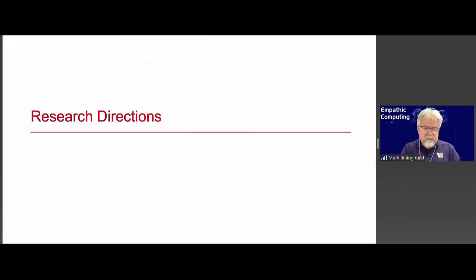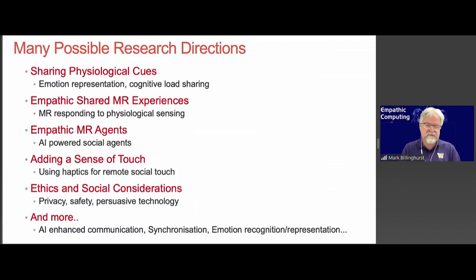So the last thing I want to talk about was some research directions, and we've just scraped across a few examples of different projects, but there are many possible research directions. You can do research, for example, on sharing physiological cues, creating shared mixed reality experience, empathic shared mixed reality experiences, building empathic AI-driven agents, adding haptics and touch. There's also ethics and social considerations and many, many more examples. So I'll talk about a few of those, and then I'm sure many of you will think about your own examples that could apply in your own research.